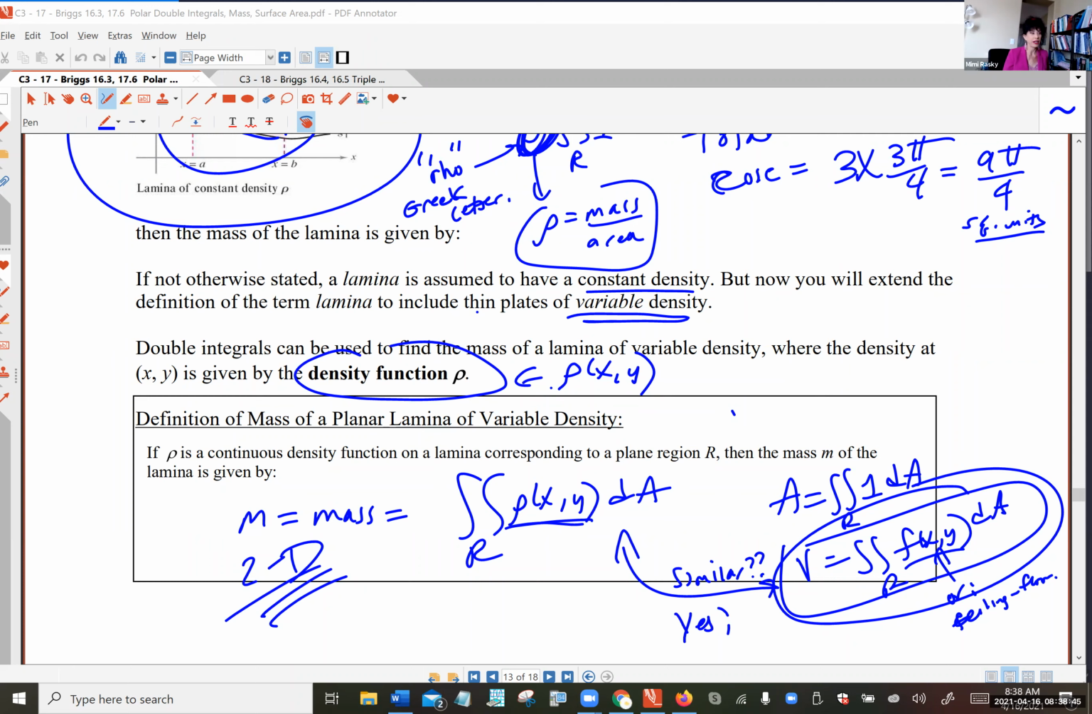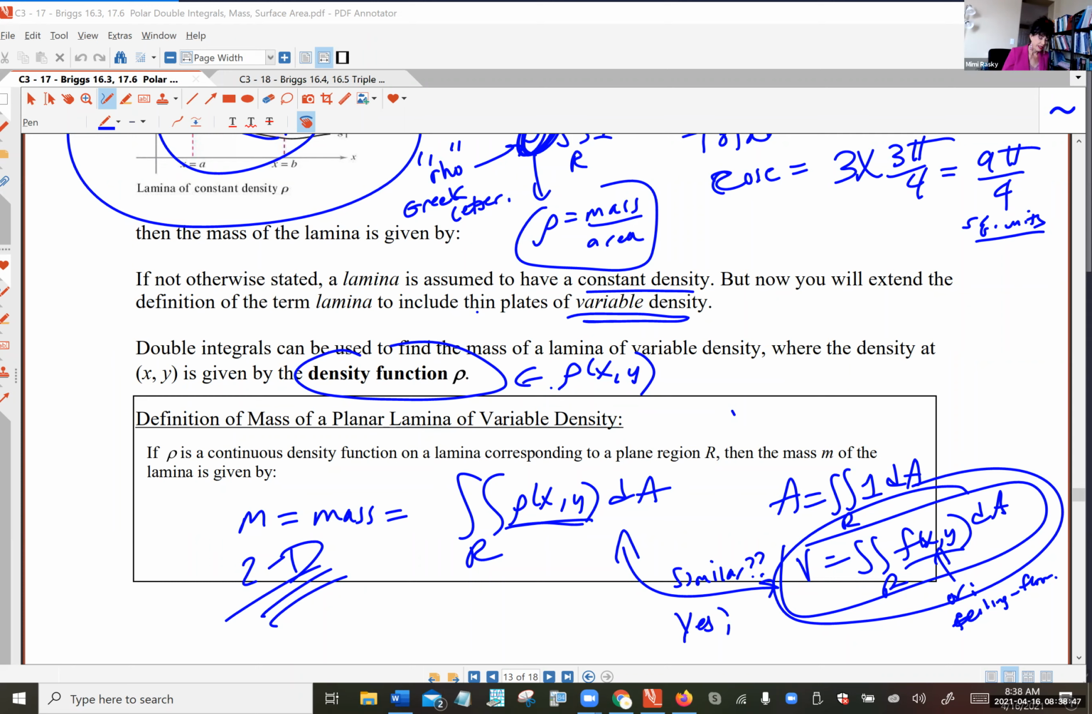Wrap up of mass of a planar lamina. What the heck is a planar lamina? It's a thin film in 2 dimensions. So we're just finding the mass of the planar lamina if the density is variable. If the density is constant, just multiply whatever that constant is times the area of your lamina.